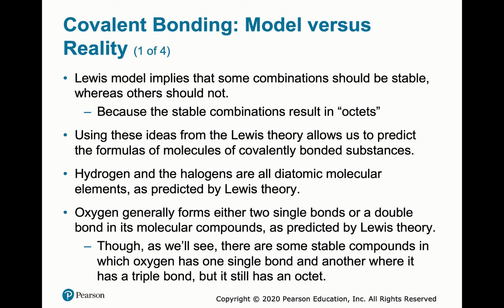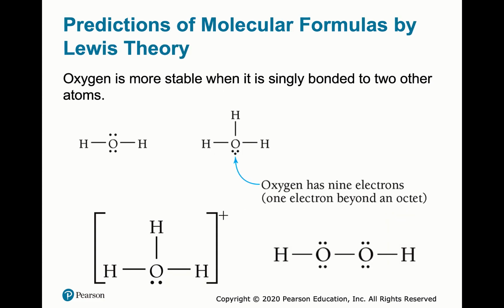Oxygen can form 1 or 2 bonds, and this is also predicted by Lewis theory. But there are some compounds where oxygen has 1 single bond, and where it has a triple bond, and it still has an octet. So this is more complicated, and we'll go through some of the complicated parts of this. So oxygen tends to bond with 2.